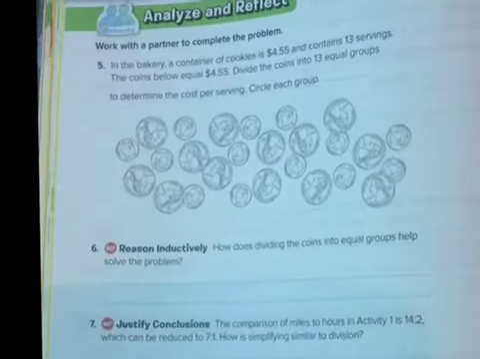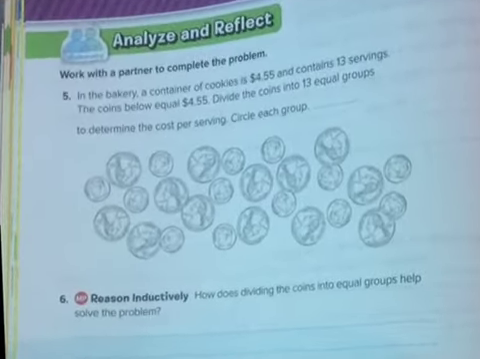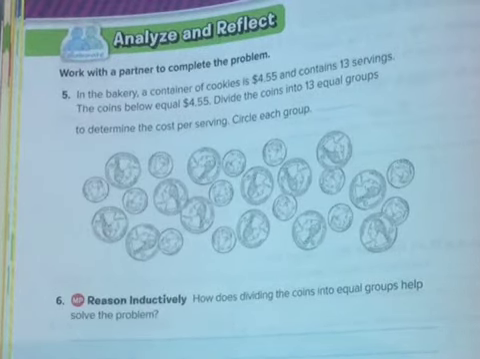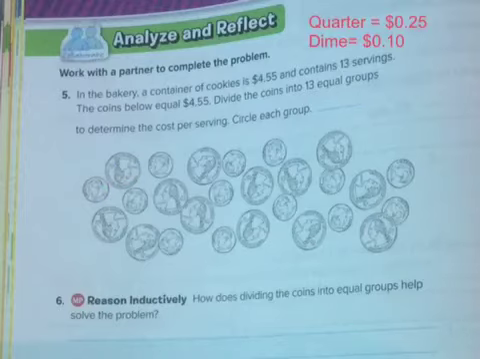Alright, page 30. Let's make it nice and big. Alright, for page 30, looks like we have a bunch of quarters and dimes. A quarter is 25 cents and a dime is 10 cents. And I guess we have to count the number that we have here. Let's see the question first.